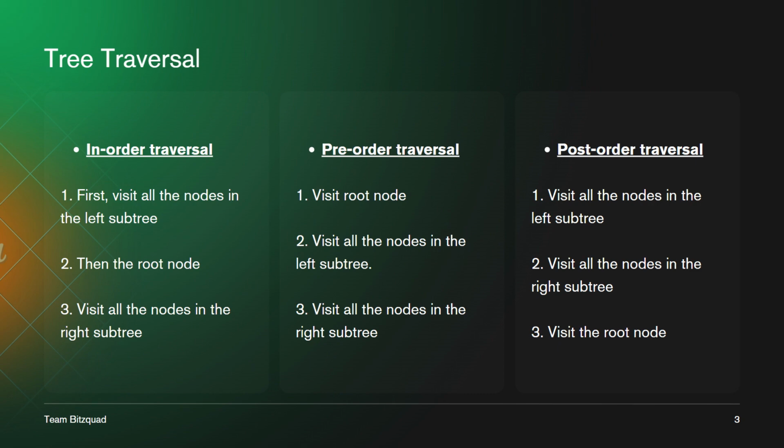In-order traversal. First, visit all the nodes in the left subtree. Then the root node. Then visit all the nodes in the right subtree. Pre-order traversal. Visit the root node. Visit all the nodes in the left subtree. Visit all the nodes in the right subtree. Post-order traversal. Visit all the nodes in the left subtree. Visit all the nodes in the right subtree. Visit the root node.